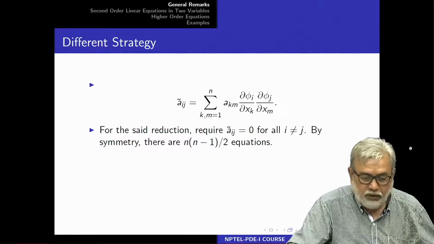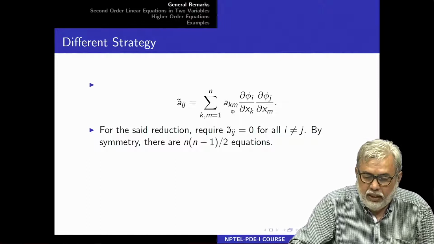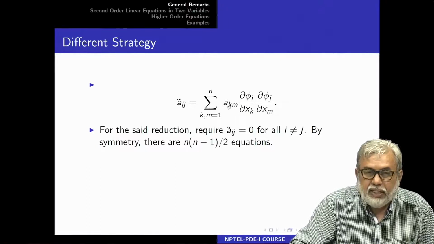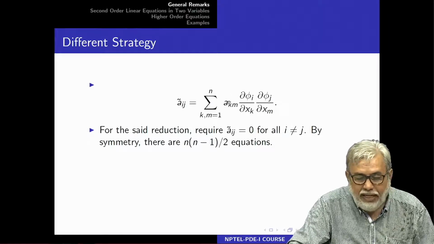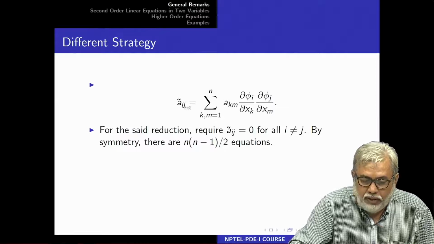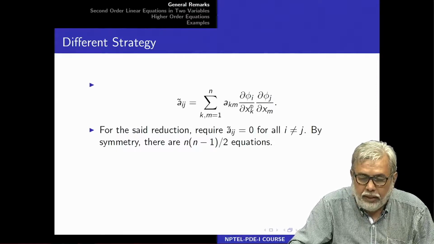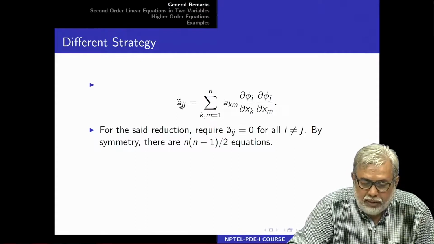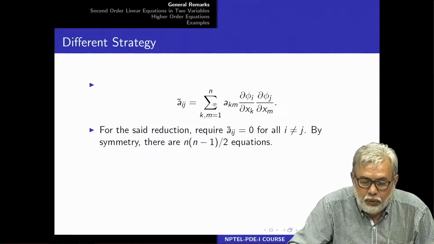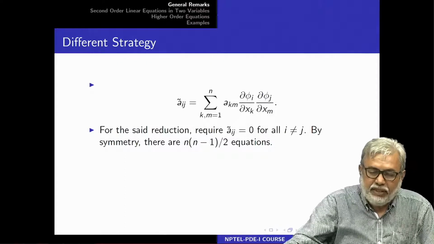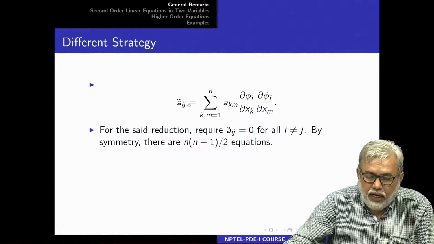So, you compute them. Here I am writing a_ij tilde in terms of a_km and the transformation phi_i. It is a little complicated, but straightforward to compute. You should do that. It is just chain rule and implicit differentiation. So, you can do that.